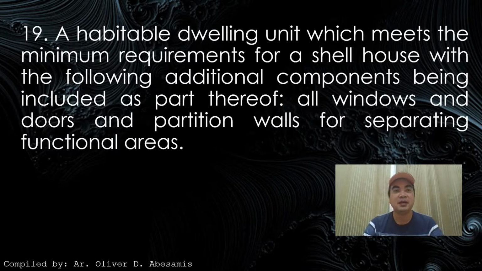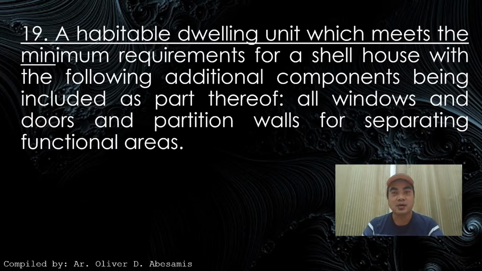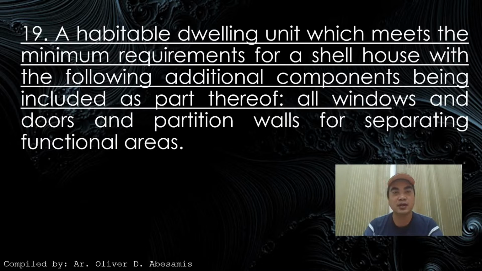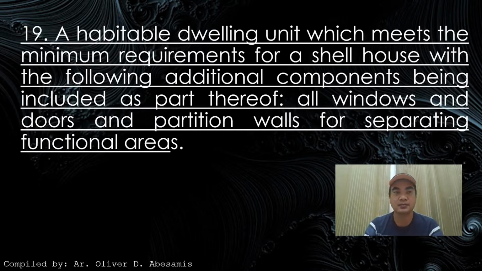19. A habitable dwelling unit which meets the minimum requirements for shell house, with the following additional components being included as part thereof: all windows and doors and partition walls for separating functional areas.